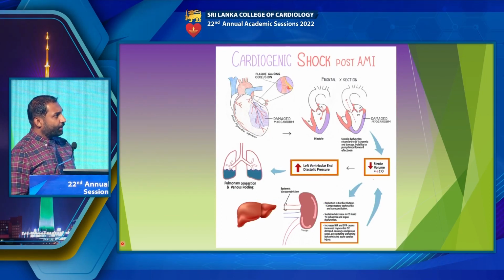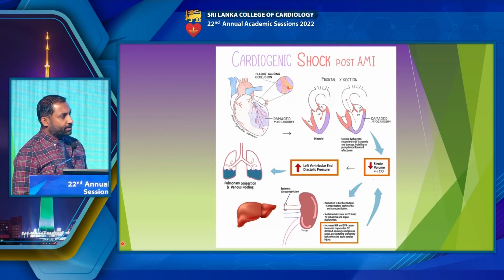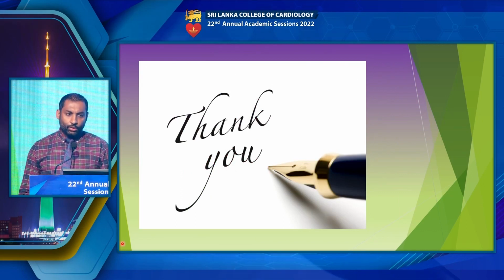So this diagram represents the same explanations: when a heart attack happens, or due to any other reason the pump fails, it will directly affect the kidneys by reducing the perfusion pressure as well as increasing the venous pressure, causing congestive kidney injury. Yeah, so that summarizes my talk basically.